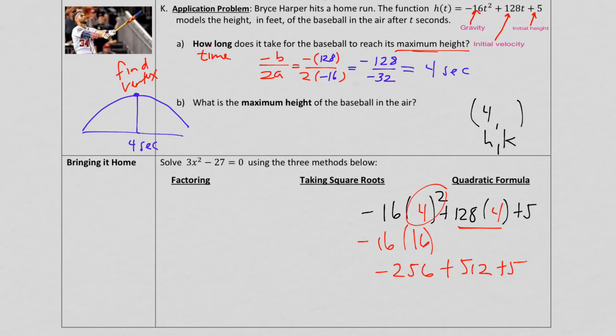From here, 512 minus 256 is going to be 256, and then plus 5 is going to be 261. So basically, this ball was hit 261 feet into the air. That's the max height. So the max height is 261. And that's how that works.